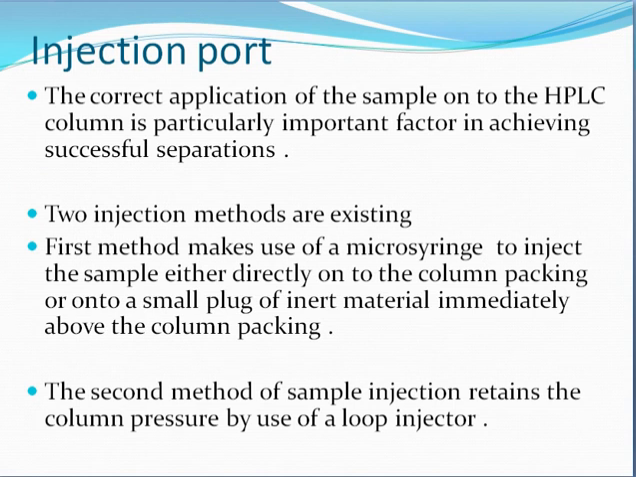So what is the injection port? The correct application of the sample to the HPLC column is a particularly important factor in achieving successful separation. There are two injection methods. The first method uses a micro syringe to inject the sample either directly onto the column packing or onto a small plug of inert material immediately above the column packing. In the second method, the sample is injected, retaining the column pressure, by a sample loop injector.